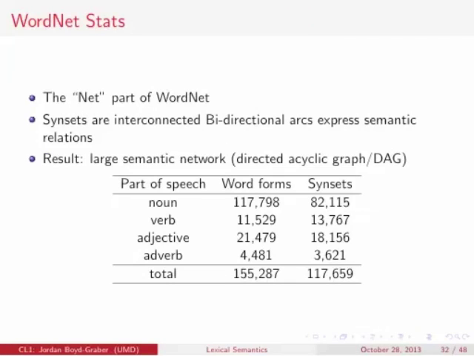Let's take a look at some statistics about WordNet. So WordNet has about 100,000 nodes. These nodes are called synsets. These are sets of words that are synonyms, hence synset. And most of them are nouns, but you do have good coverage in the other parts of speech as well. And these are all connected by relationship.